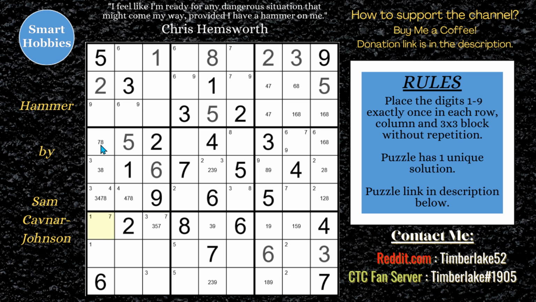And then what could be here? Can't be a 3 because of the pointing pair of 3s, and it can't be a 5. So it's going to be a 1, 7, 9. Okay.